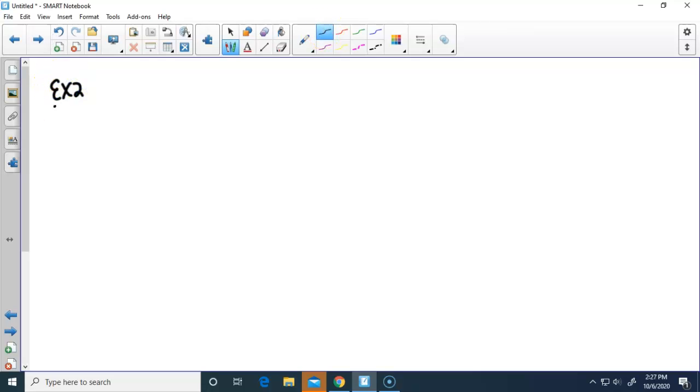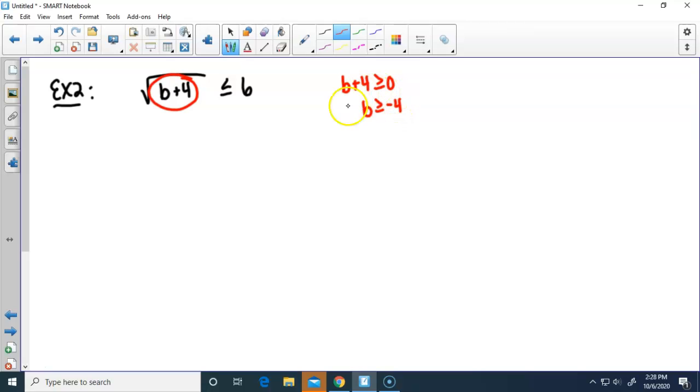For example 2, let's do this inequality. The square root of b plus 4 is less than or equal to 6. And whenever we look at this problem, we first need to think about that domain there. So our b plus 4, that value has to be greater than or equal to 0. Otherwise, you get a negative under the square root, which tells us that b has to be greater than or equal to -4. So this is important for us to keep in mind. If we get any numbers less than -4, then we're going to have to throw those out.